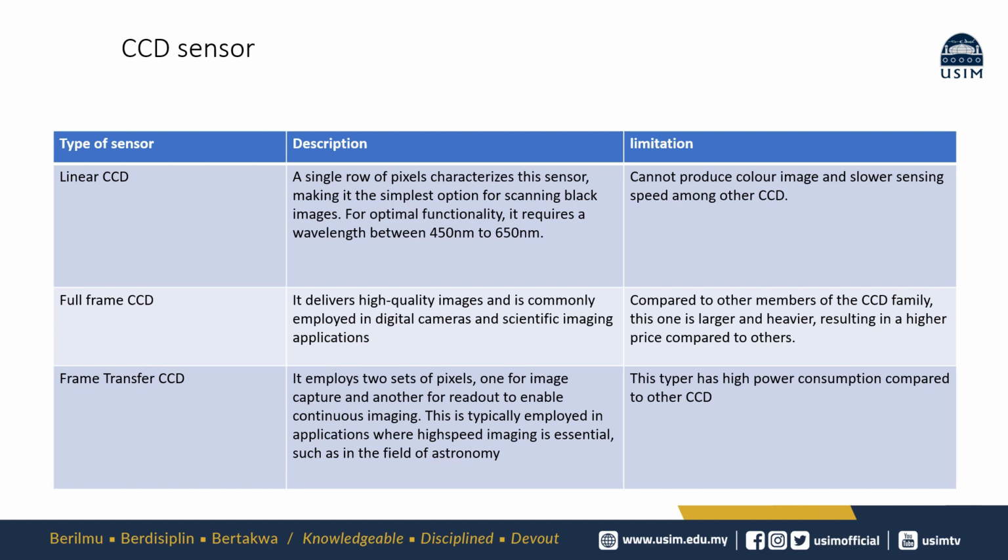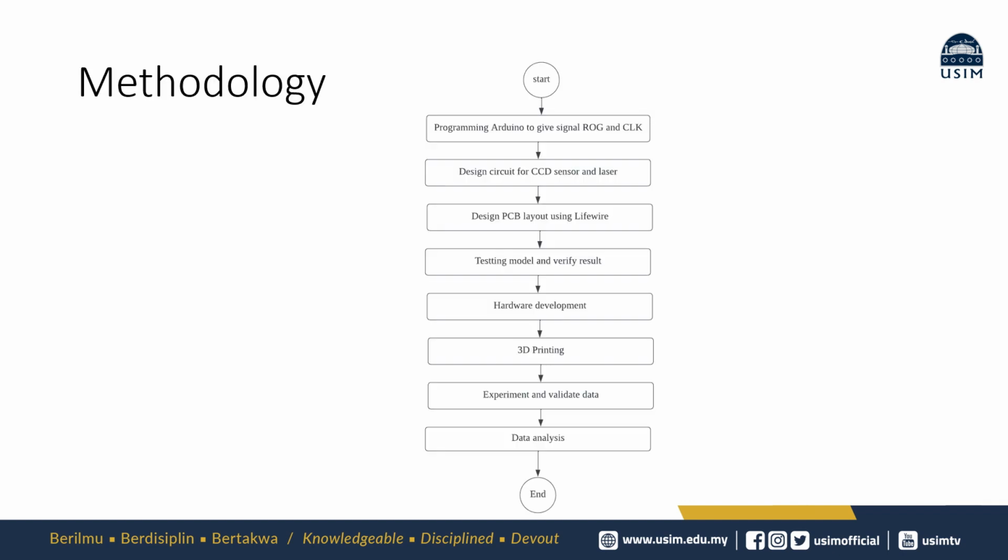Lastly, we need to find a suitable charge coupled device CCD sensor. There are a lot of types of CCD we can find nowadays. However, for this project, I only need a simple sensor that can detect objects and is cheap. Thus, linear CCD sensor is the best choice for me. Now, let's go to the methodology for this project.